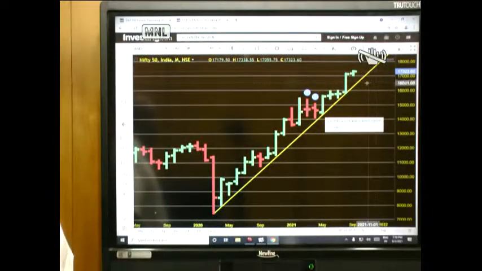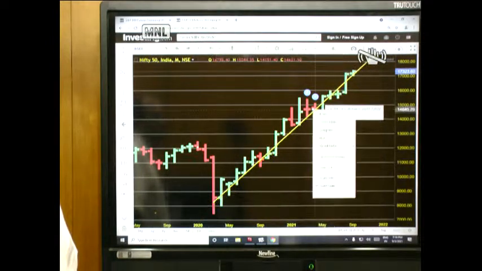And alternately, what you can do is keep this particular line. Now this is like this, right? I told you, you can draw a parallel line. So we'll take this line itself onto the upside and keep it on any of the important pivot points.